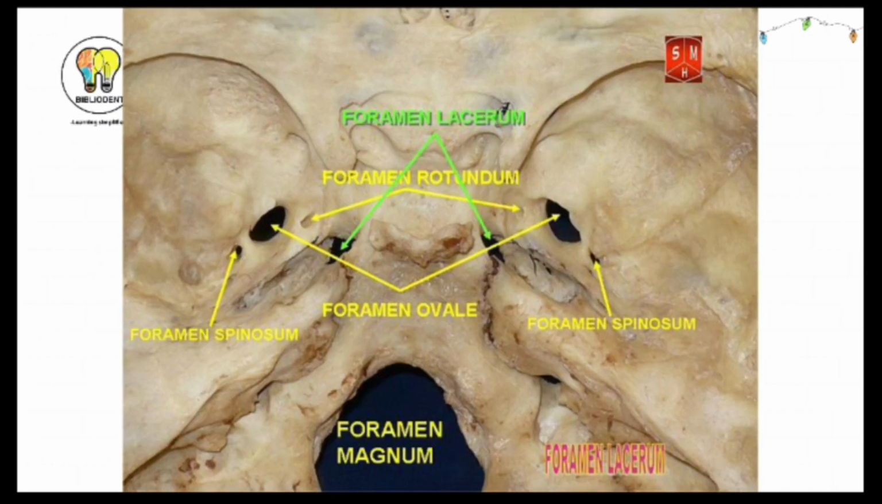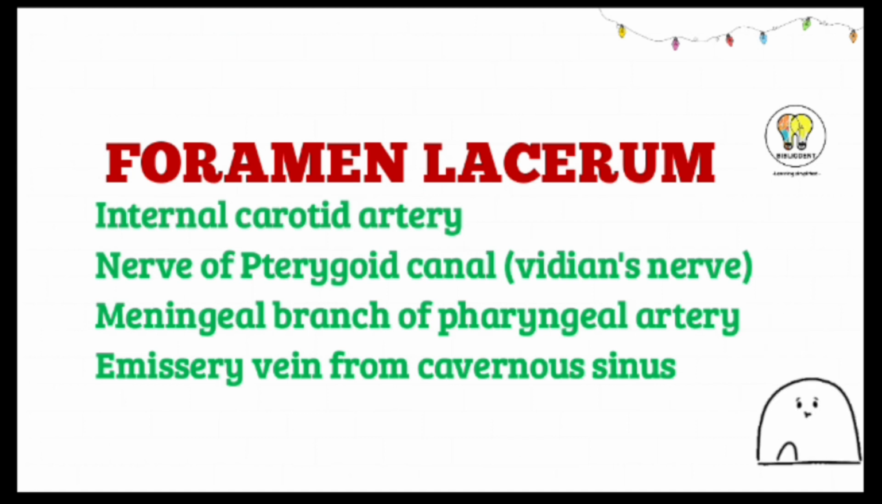Coming to yet another important foramen, which is your lacerum. Your lacerum can be seen here medially below Foramen rotundum. After Foramen rotundum, here medially you can see lacerum. Structures passing through Foramen lacerum can be remembered as in me. What are the structures passing in me?